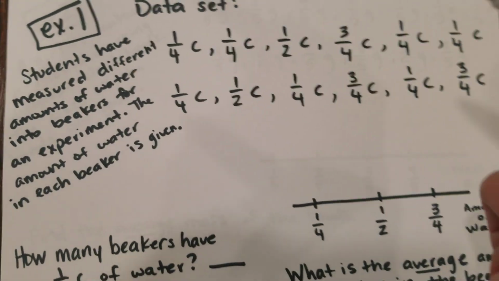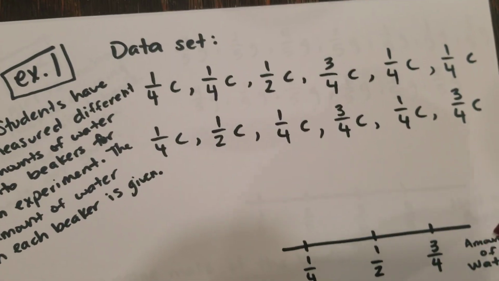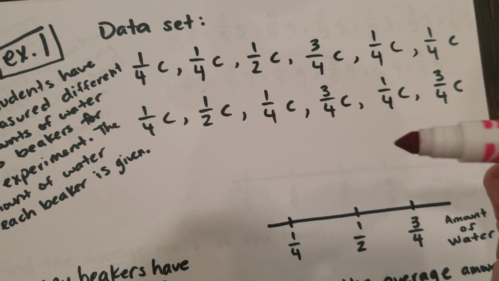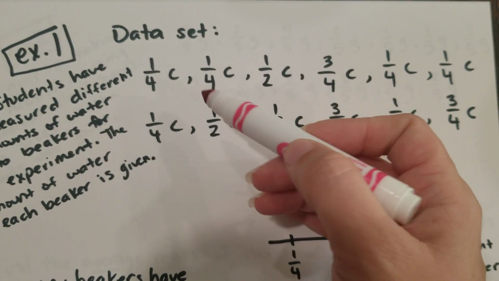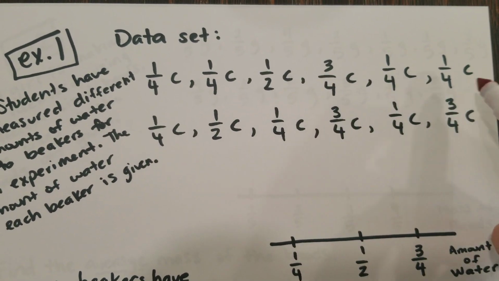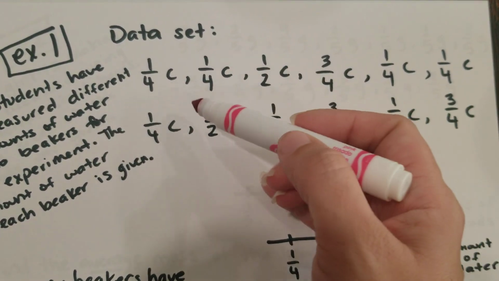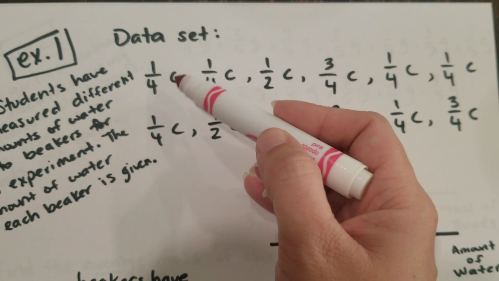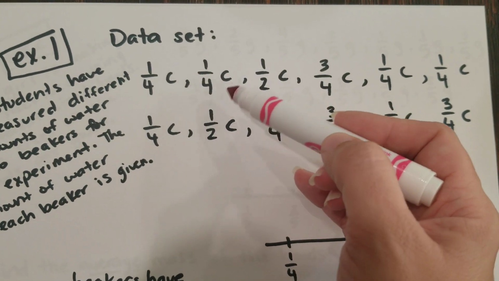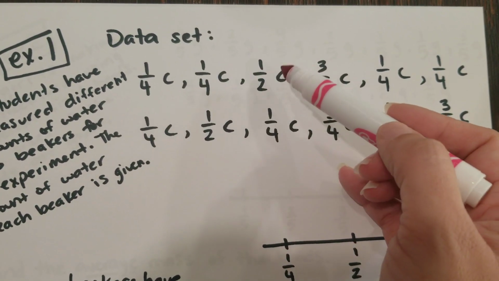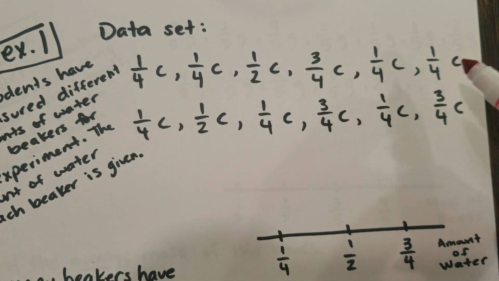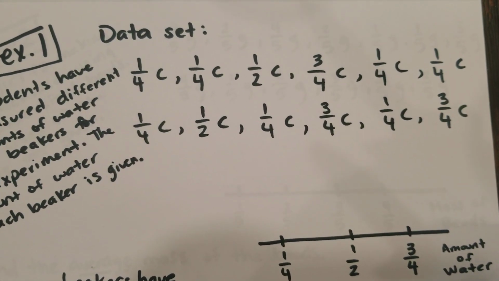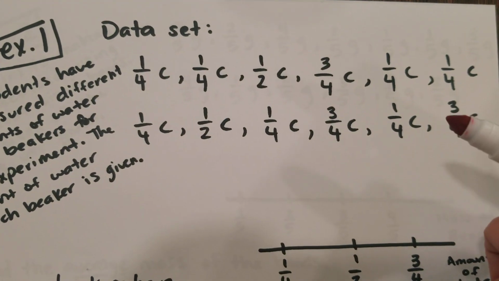Okay, so the students are doing some kind of an experiment, and they have water inside a beaker. If you don't know what a beaker is, it's like a science cup, okay? And so all of these different numbers in our data set represent, in one beaker, there's a fourth of a cup. In another beaker, there's another fourth of a cup. And then a third beaker has a half a cup. So each of these data points are different beakers and how much water is in that beaker.